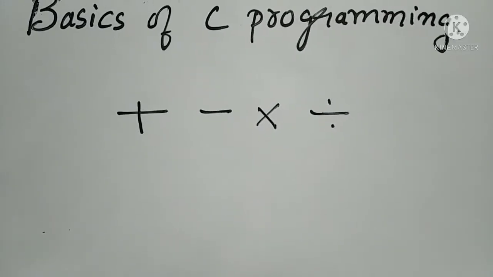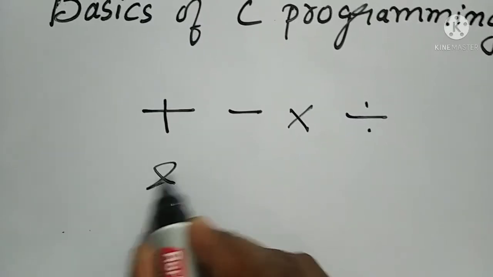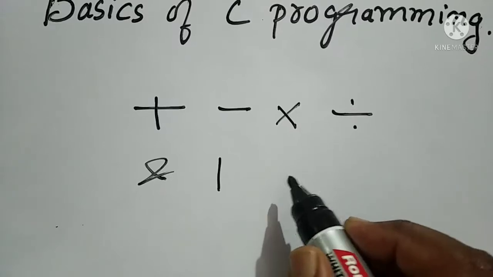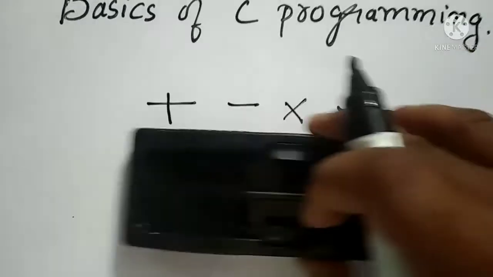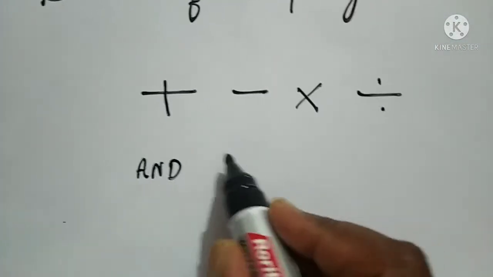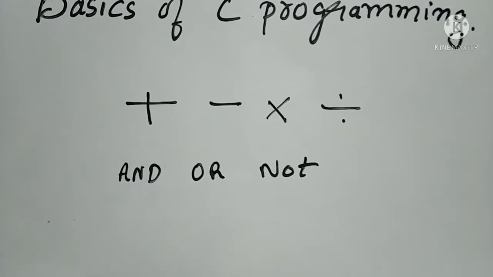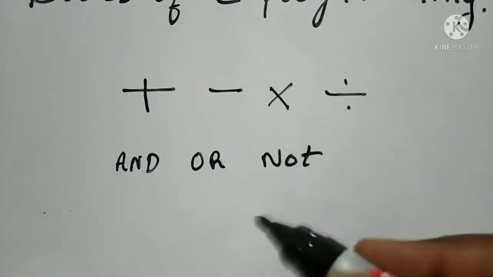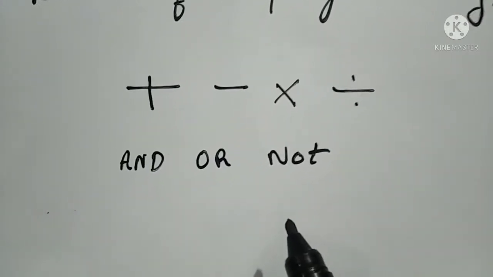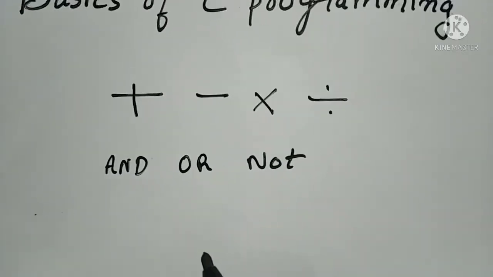Along with this we have some logical operations: AND, OR and NOT. These are the three logical operations we require. Along with this we have what we call the basic gates, and some other gates also. Using these things we can do the programming.